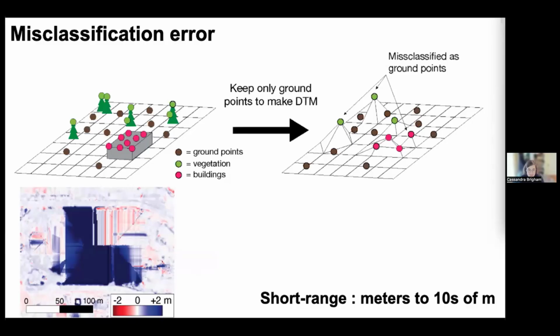On the shorter range of potential LiDAR errors, we have misclassification errors. So this comes from when you move from having a DEM of classified points and you want to make a bare ground model. When you just select the ground points, sometimes those ground points are not correctly classified. And you also have some perhaps vegetation or building points thrown in there as well. And so the lower left example shows you what those artifacts might look like. And those are happening at the range of meters or tens of meters.